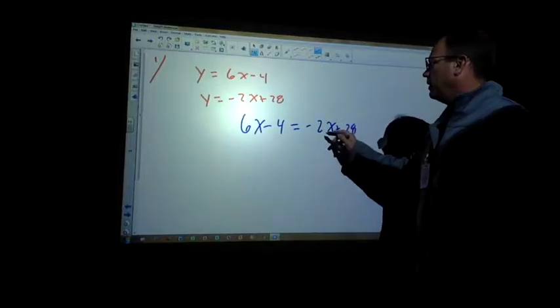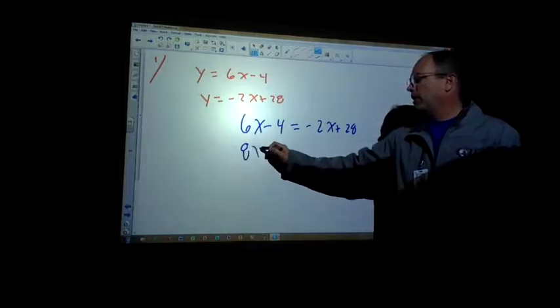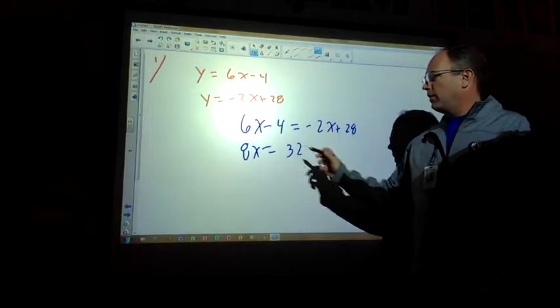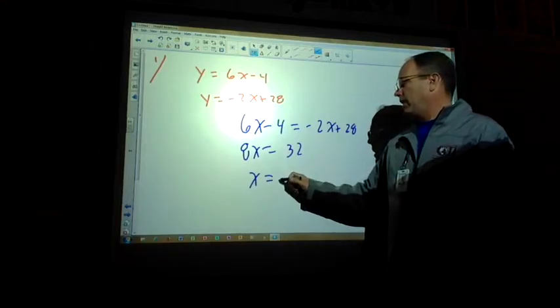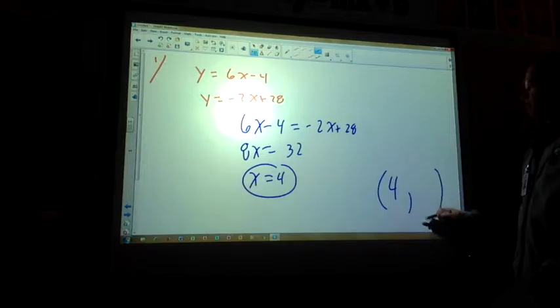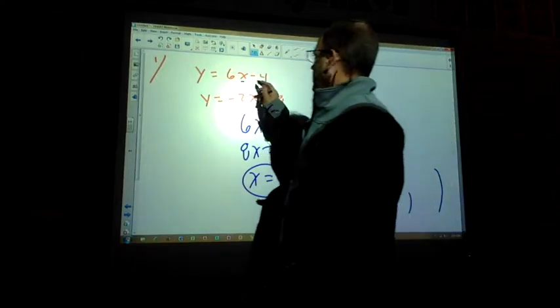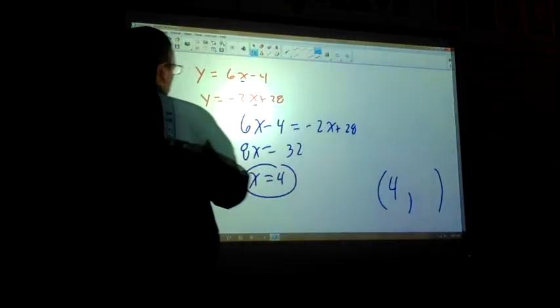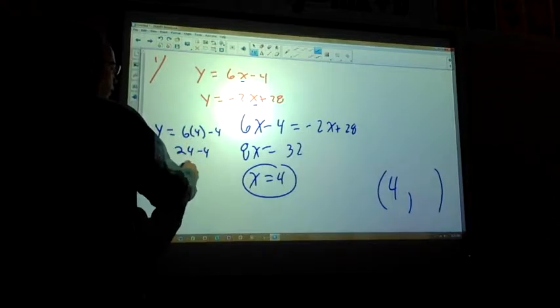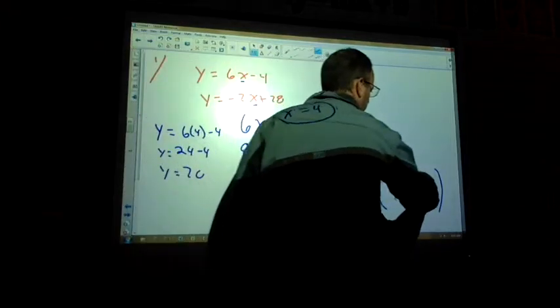So I get that. Add 2x, so I get 8x over here. Add 4, so I get 32 over here. Divide both sides by 8, so I find x equals 4. So my first answer is 4 here. If I take that answer and plug it into either one of those, doesn't matter which one, I'll plug it into the top. So that's 24 minus 4, so that's 20. Done.